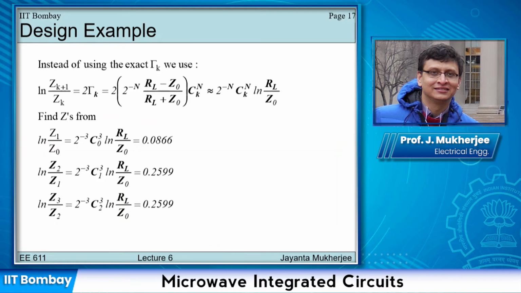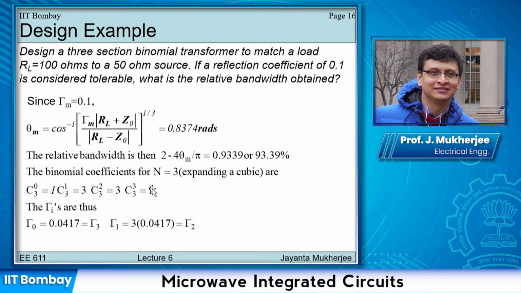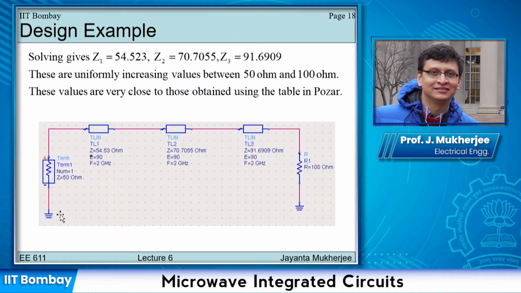Now this problem is given in the notes, so go through this problem. I won't solve this problem in this lecture, but what I am showing you now is that the mathematical solution for the 3 sections, that is Z1, Z2 and Z3 that I obtained, I actually designed a circuit where the impedances were like this. Z1 was 54.52 ohms, Z2 was 70.7 ohms, and Z3 was 91 ohms. Note the nature of the binomial transformer, that the Z's are all increasing, and the gammas will be symmetric, not the Z. The Z's will either be increasing or decreasing.